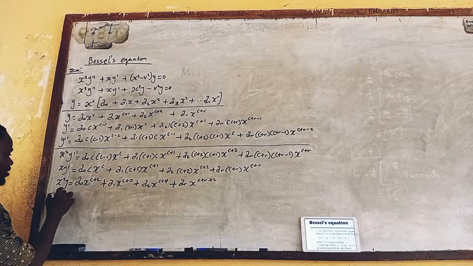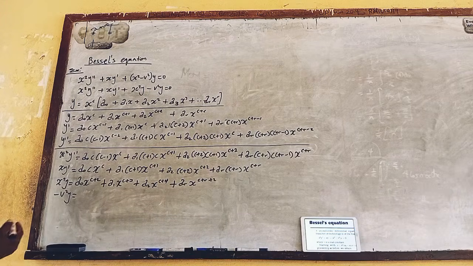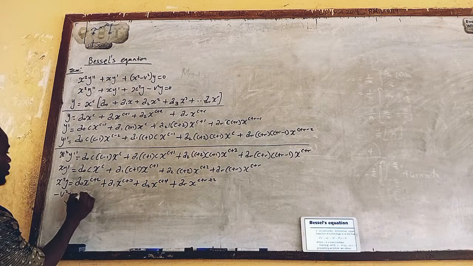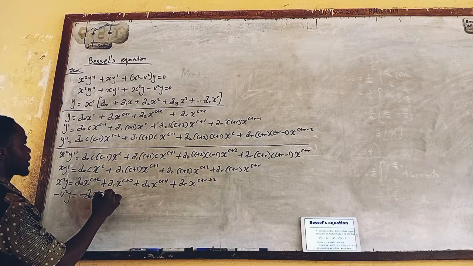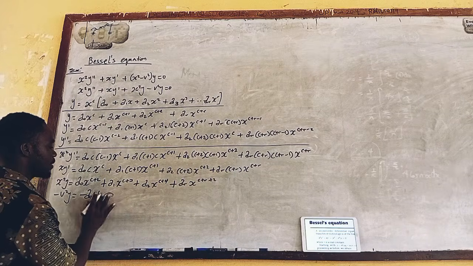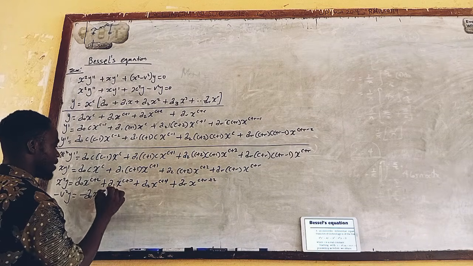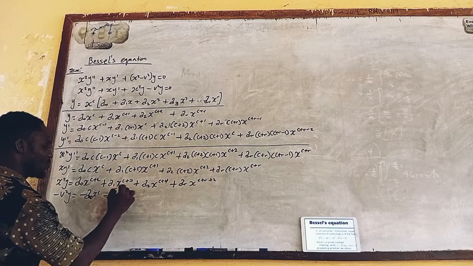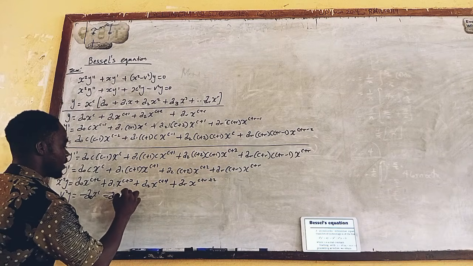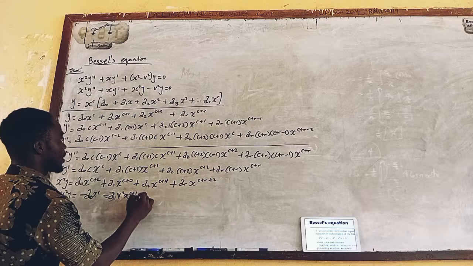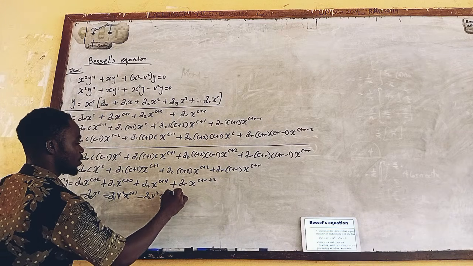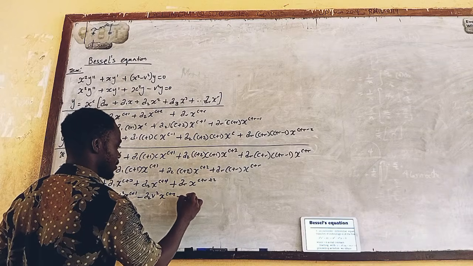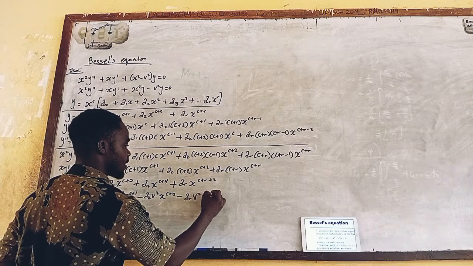The last one is minus v squared y. We are multiplying our y by minus v squared. So this will give us minus a naught v squared x raised power c, minus a1 v squared x raised power c plus 1, minus a2 v squared x raised power c plus 2, minus ar v squared x raised power c plus r.